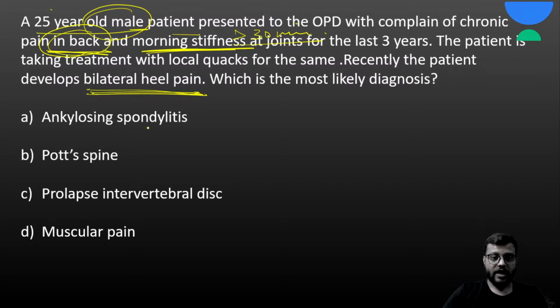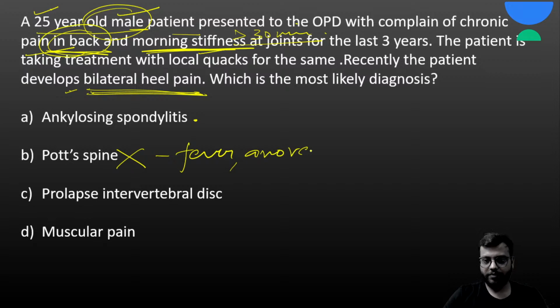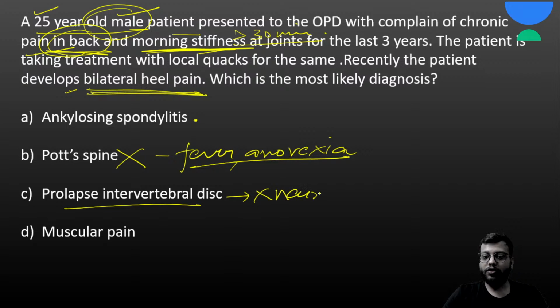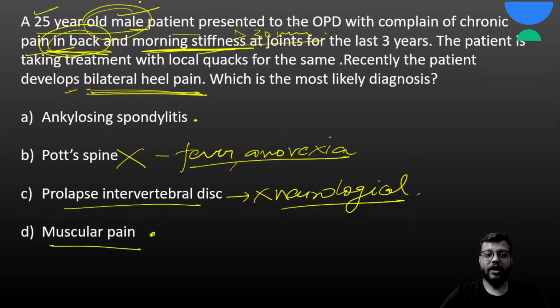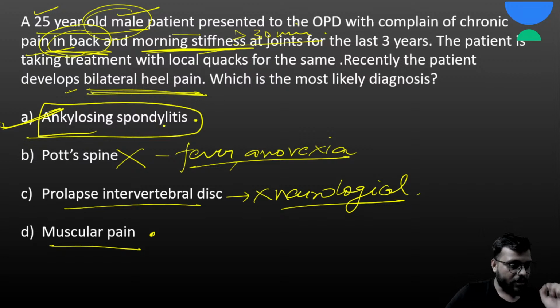So ankylosing spondylitis, yes, it can be, because of age, sex, backache, morning stiffness and bilateral heel pain, yes, it can be because it is a systemic disease. Pott spine, no, because there is no history of fever or anorexia, no such infectious history. Prolapse intervertebral disc could be, but there are no neurological signs or neurological pain in the bilateral or unilateral lower limb. Muscular pain, yes, so now it is between these two. Now the condition here favors ankylosing spondylitis, so the answer is ankylosing spondylitis.